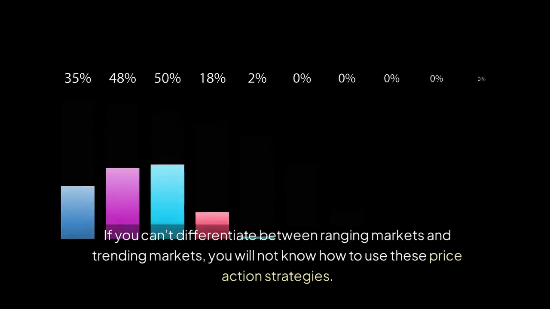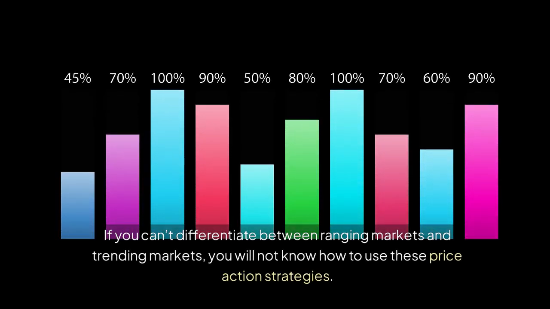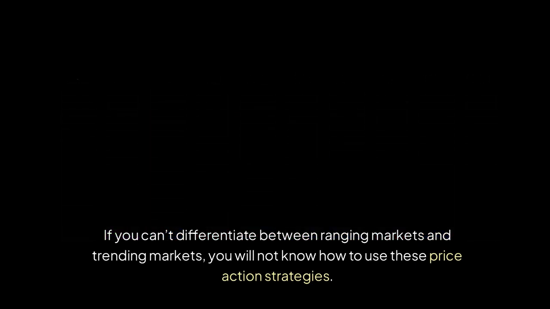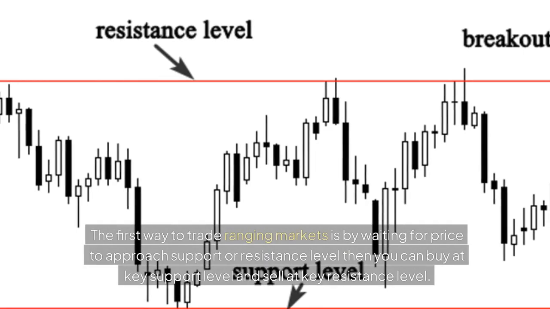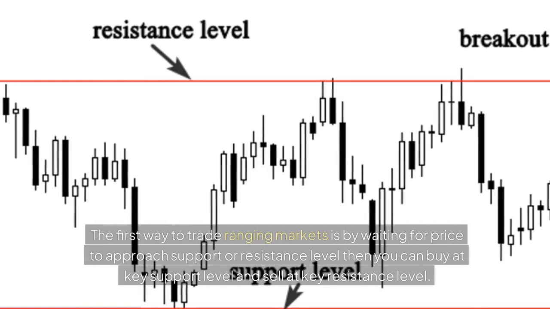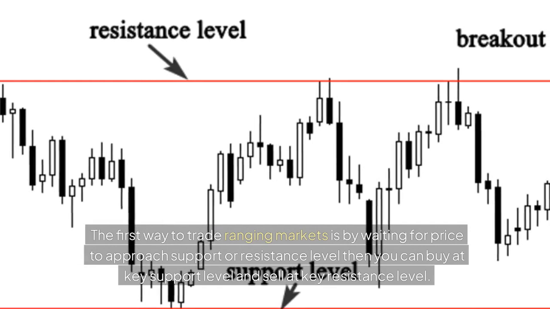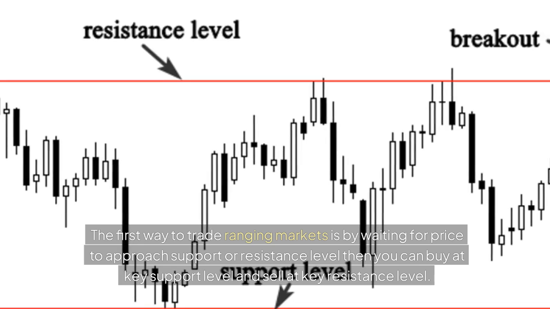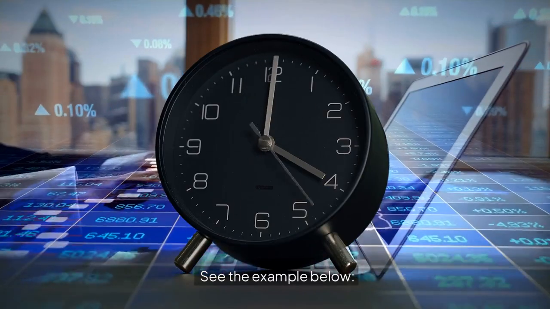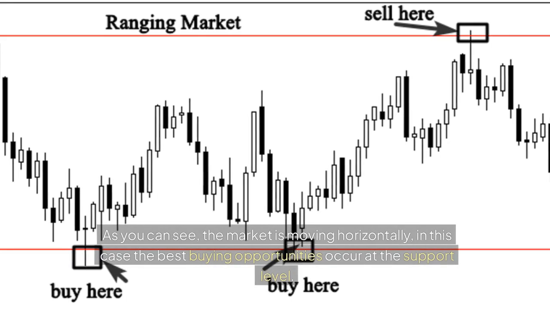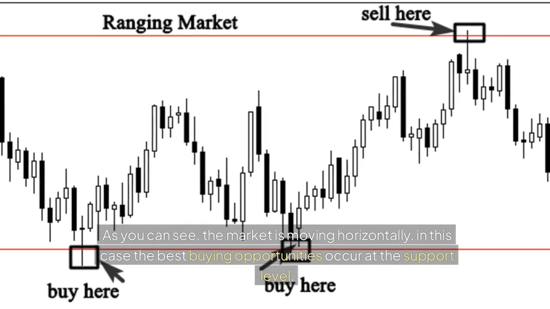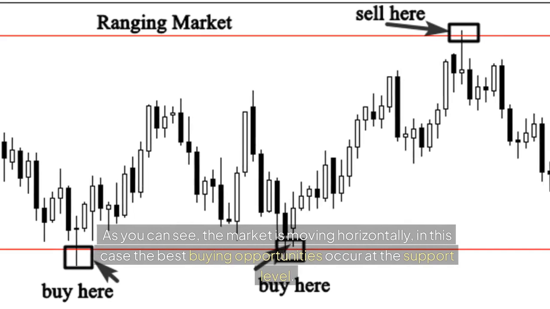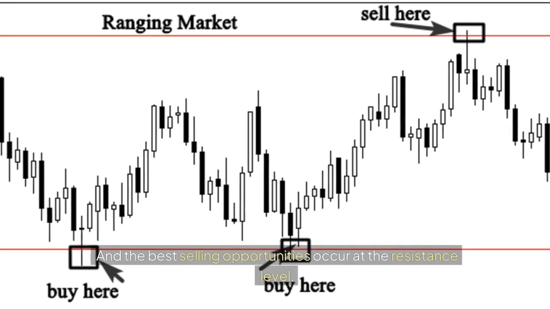If you can't differentiate between ranging markets and trending markets, you will not know how to use these price action strategies. The first way to trade ranging markets is by waiting for price to approach a support or resistance level. Then you can buy at a key support level and sell at a key resistance level. See the example below. As you can see, the market is moving horizontally. In this case, the best buying opportunities occur at the support level, and the best selling opportunities occur at the resistance level.